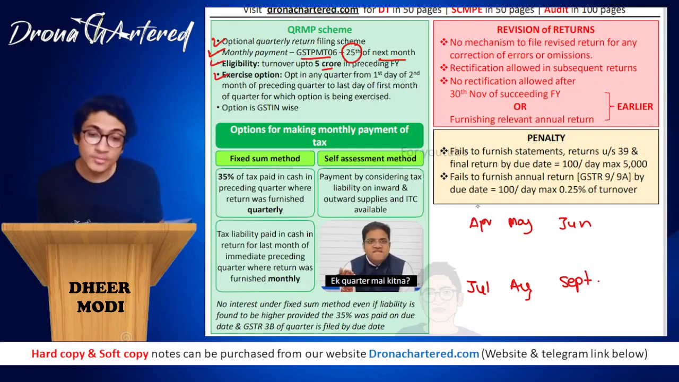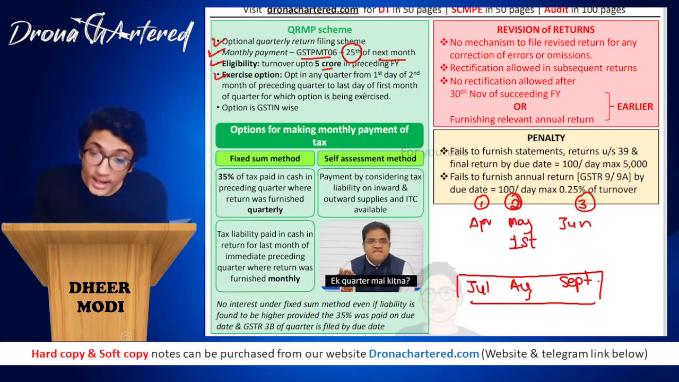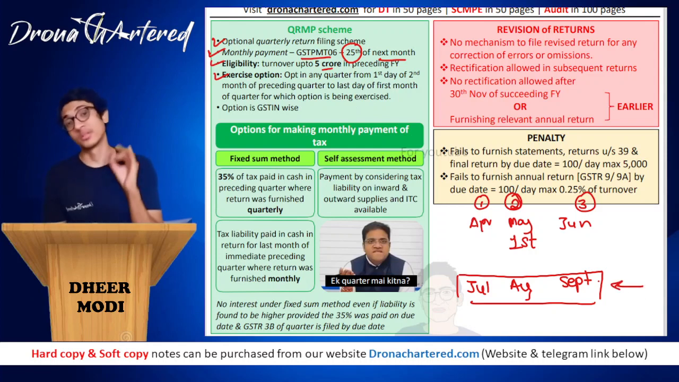So first day of second month. Okay, so this is your first month, this is your second month, this is your third month. So if you want to take your scheme for this quarter, July to September, you are allowed from the period 1st of May. What does it say? It says first day of second month of preceding quarter to last day of first month of quarter for which option is being exercised. I am exercising my option for this quarter. So I will be allowed.